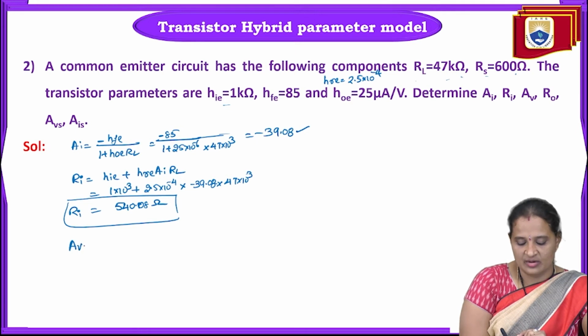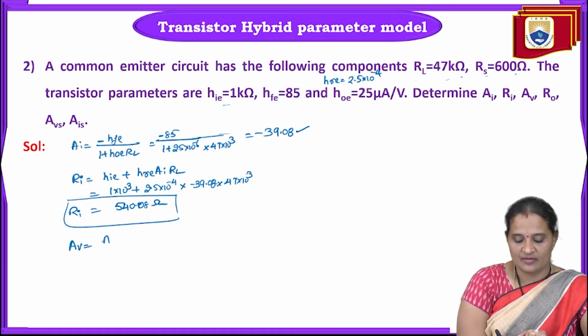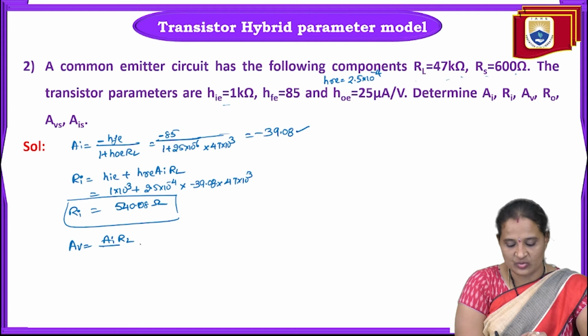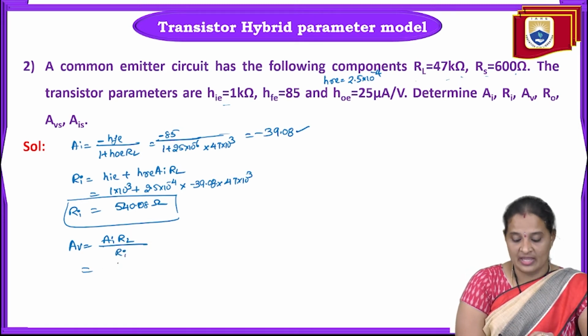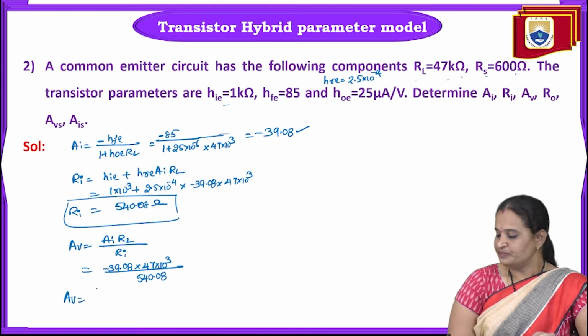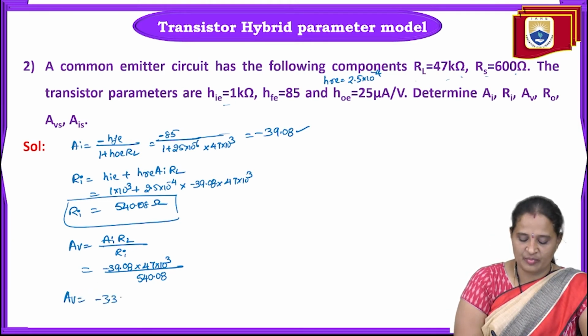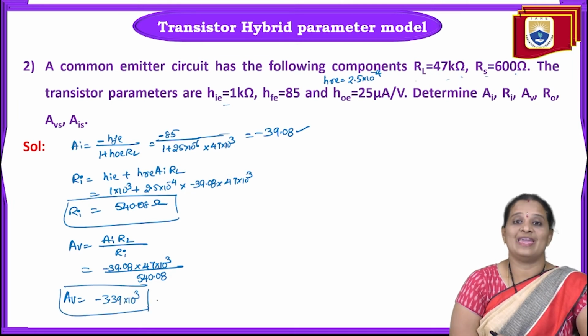Once it is done, now let us calculate Av, and the formula for Av is Ai into RL by Ri. So here Ai value is minus 39.08 into RL value is 47 into 10 to the power of 3 divided by Ri, that is 540.08. So now if you calculate this Av value, you will get it as minus 3.39 into 10 to the power of 3. This is the value of Av.